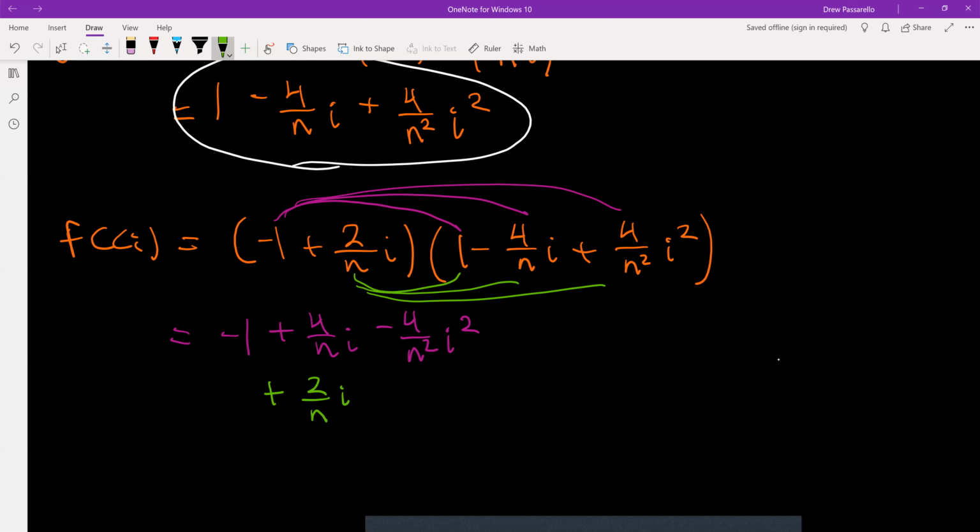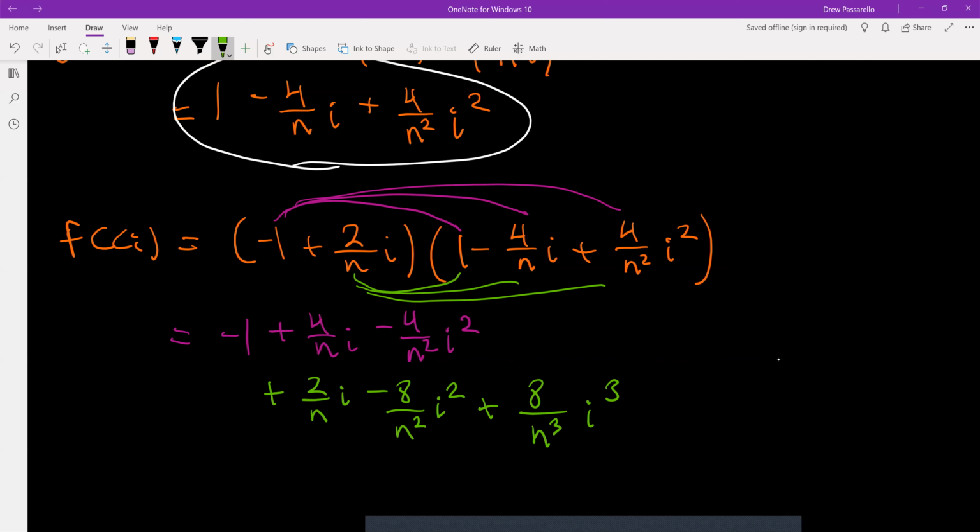Now I do 2/n i times -4/n i. Well, 2 times 4, that's going to give you 8. So it's going to be -8/n squared, and then i times i is i squared. And I wrote it directly below the one for -4/n squared i squared because they're like terms. Now I'm doing 2/n i times 4/n squared i squared. So 2 times 4, that's 8. And then n times n squared is n cubed, and then i cubed.